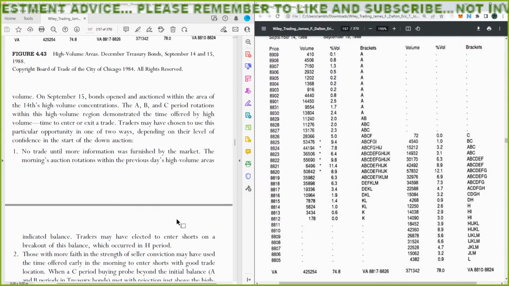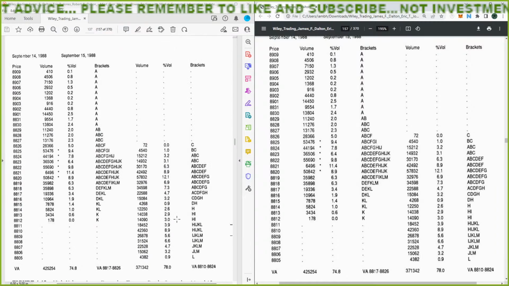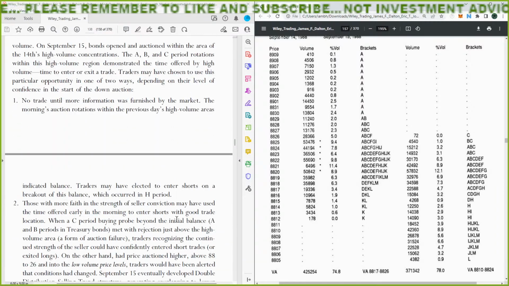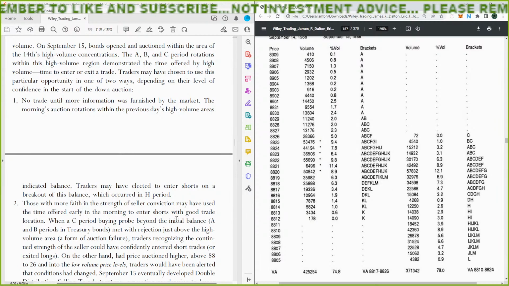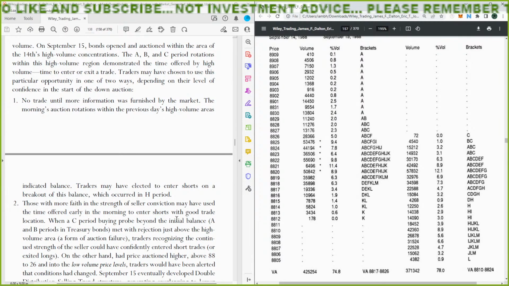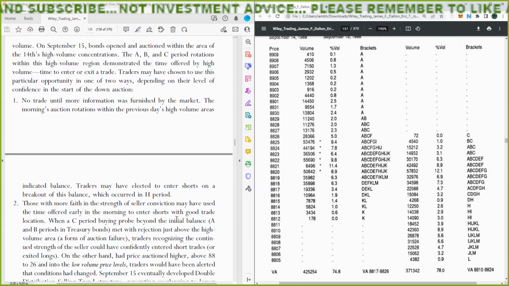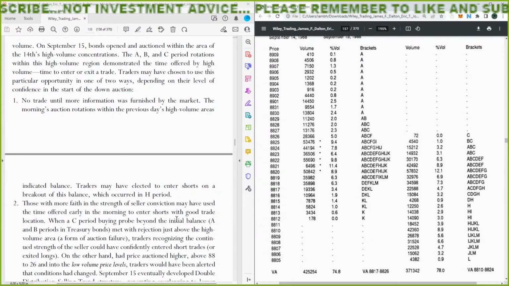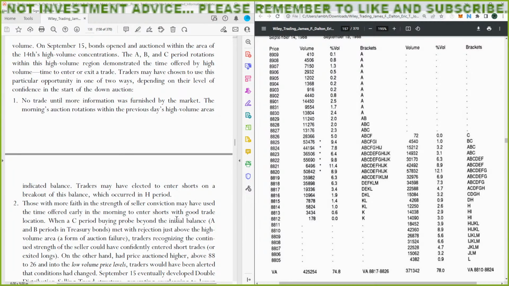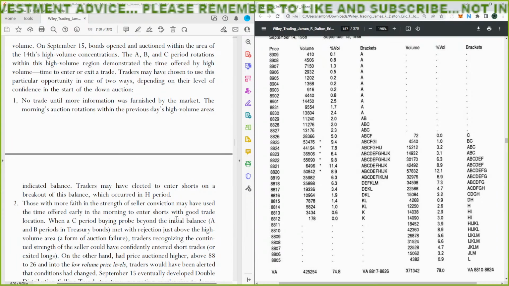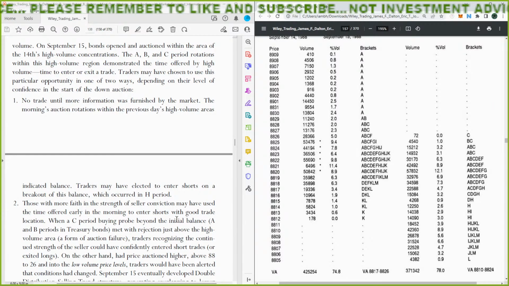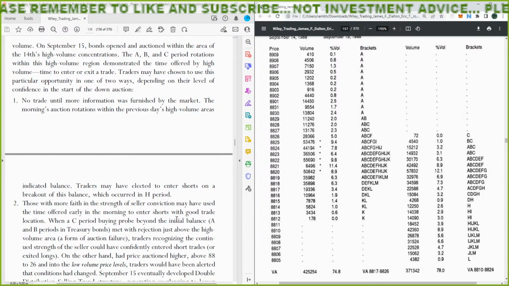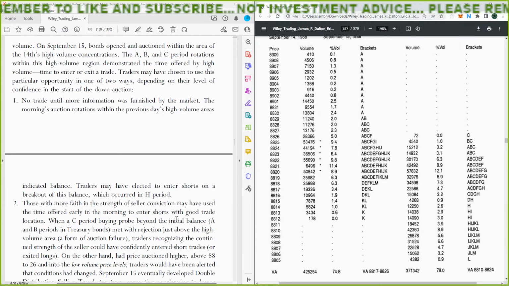On September 15th, bonds opened and auctioned within the area of the 14th's high volume concentrations. The A, B, and C period rotations within the high volume region demonstrated the time offered by high volume, time to enter or exit a trade. Traders may have chosen to use this particular opportunity in one of two ways, depending upon their level of confidence in the start of the down auction.